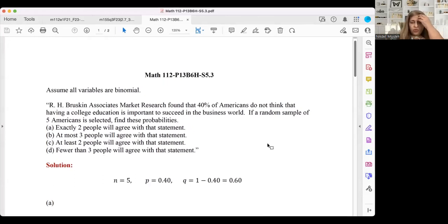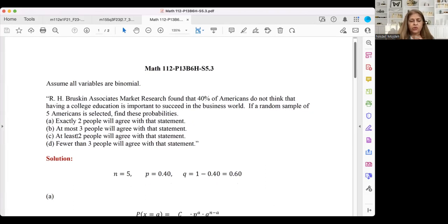40% of Americans do not think that having a college education is important to succeed in business world. A sample of 5 Americans is selected. Find this probability: at least 2 people will agree with this statement. First of all, N is 5. And since we are finding the probability that at least 2 agree that college education is not necessary, P would be 40%. Q, which is the opposite of 40%, 1 minus 40 is 60%.